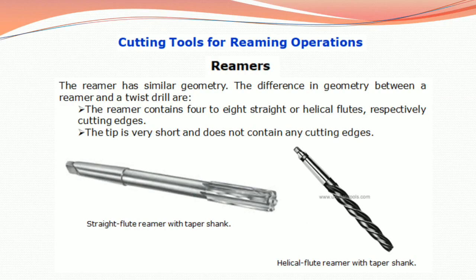Now, talk about the cutting tools for reaming operations. Reamers. The reamer has similar geometry. The difference in geometry between a reamer and a twist drill is that the reamer contains 4 to 8 straight or helical flutes, respectively, with cutting edges. The tip is very short and does not contain any cutting edges.